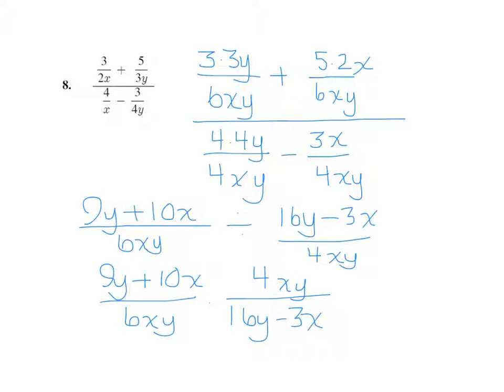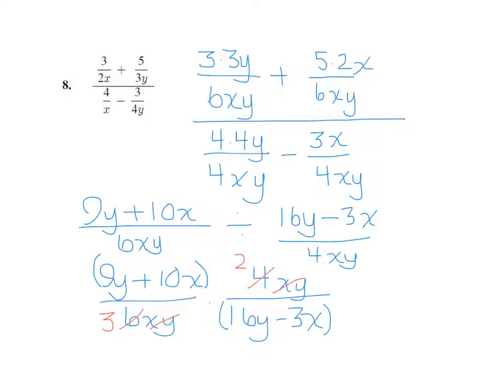And now it's all multiplication. Remember, these quantities that have pluses or minuses in them must stay together. But I do notice that we have an xy on top and on bottom. And also 4 and 6 have a common factor. They both divide by 2. 4 divided by 2 is 2, and 6 divided by 2 is 3.